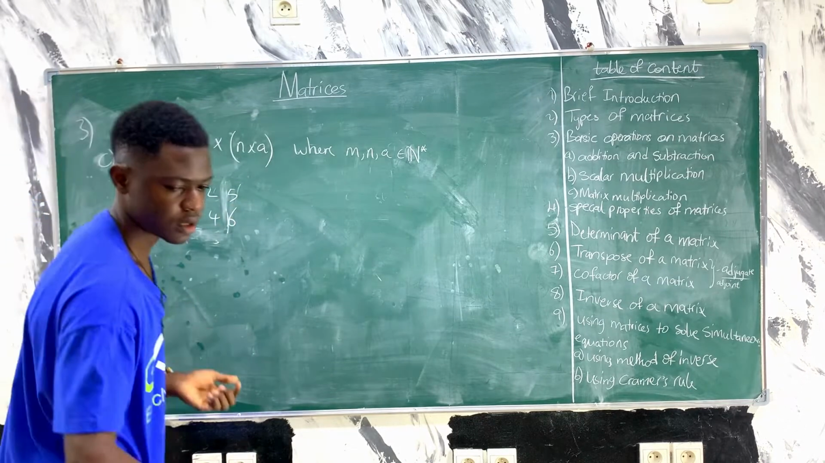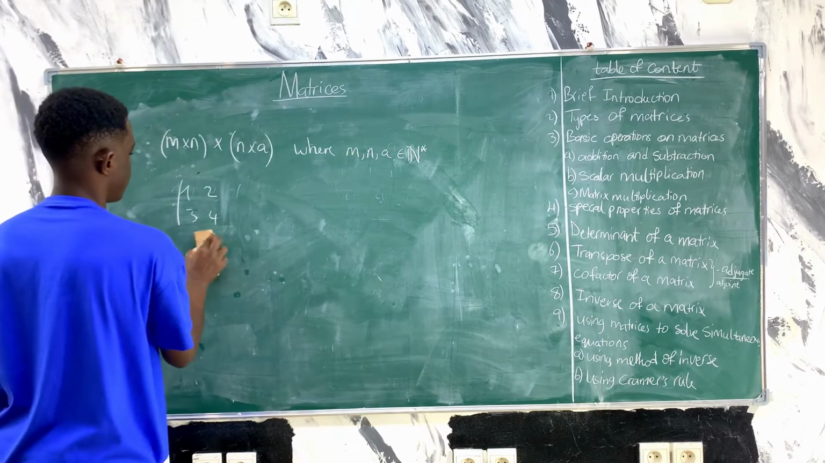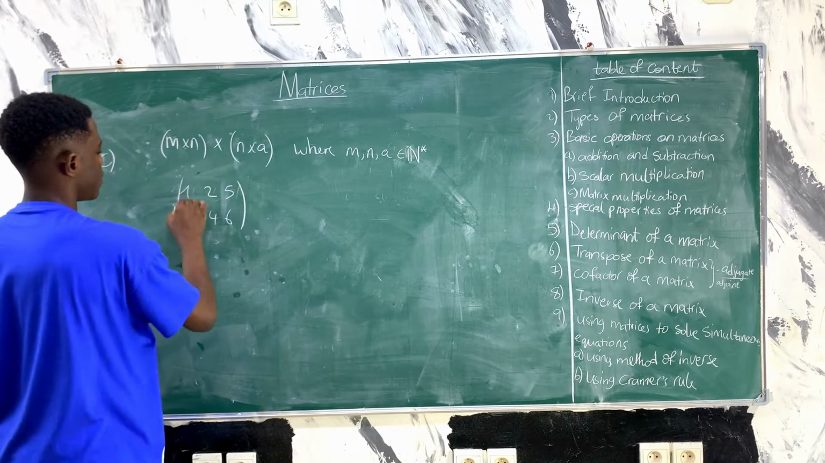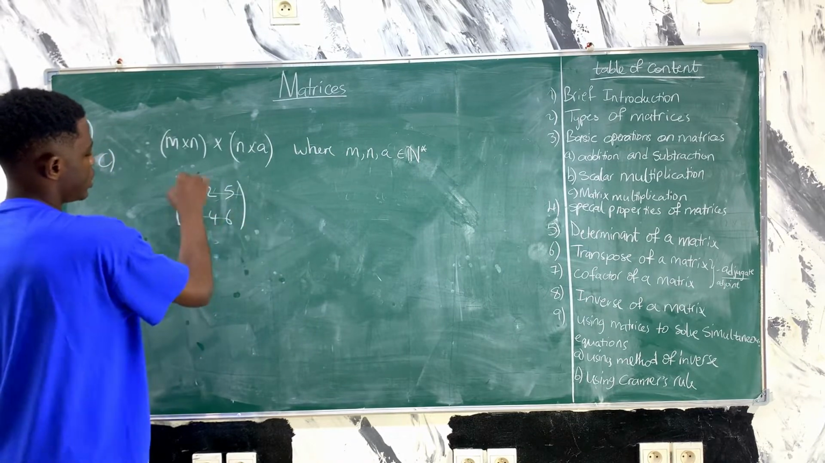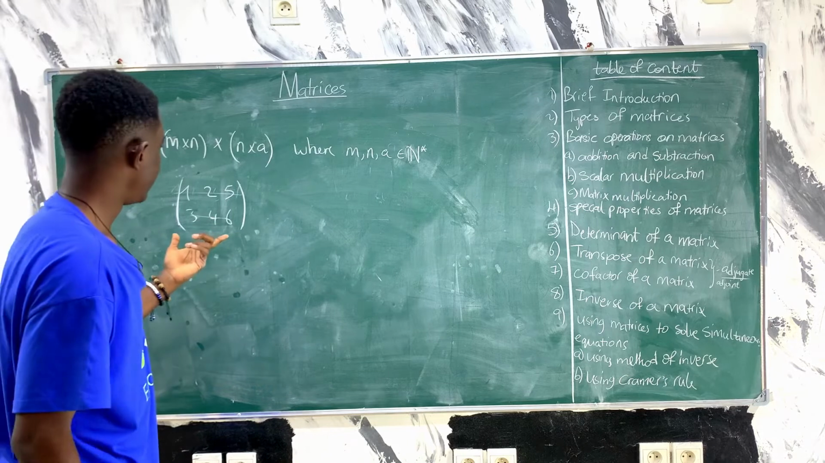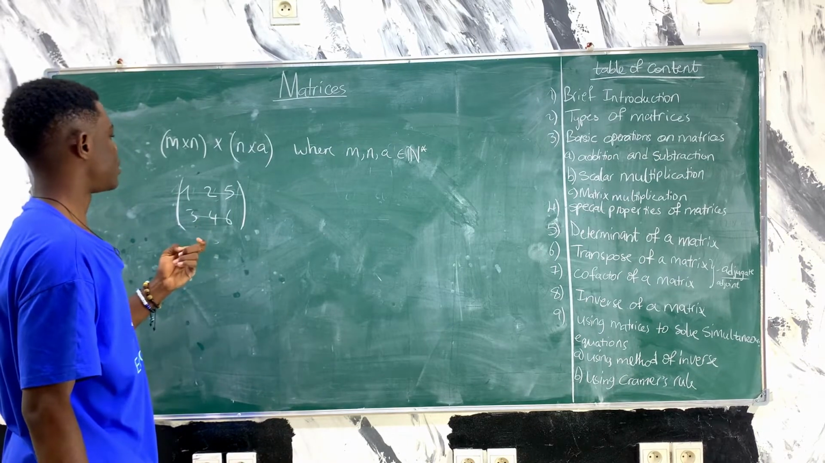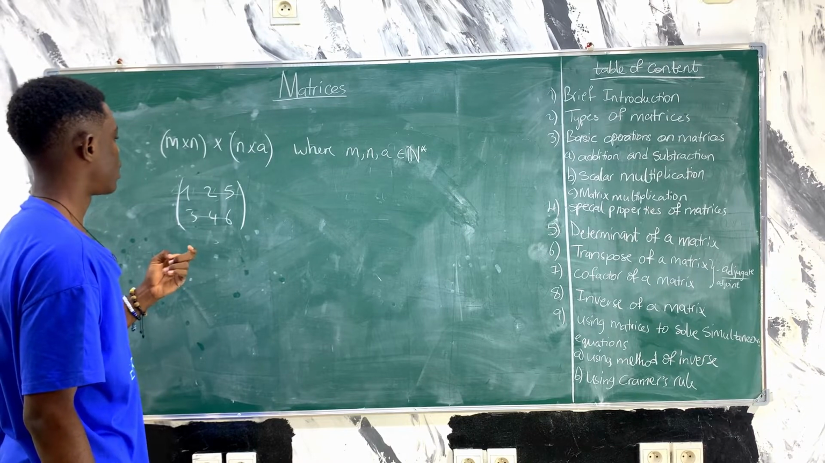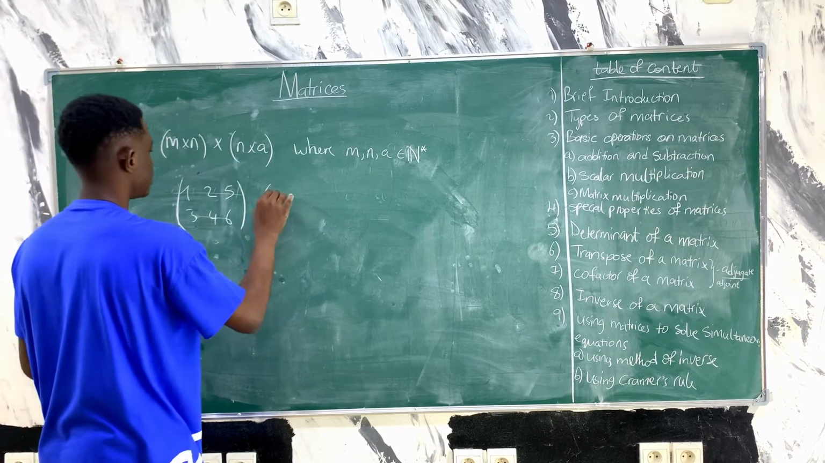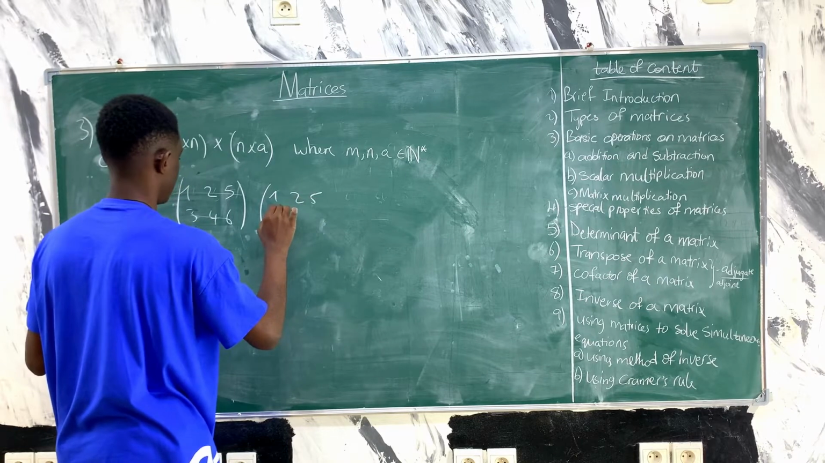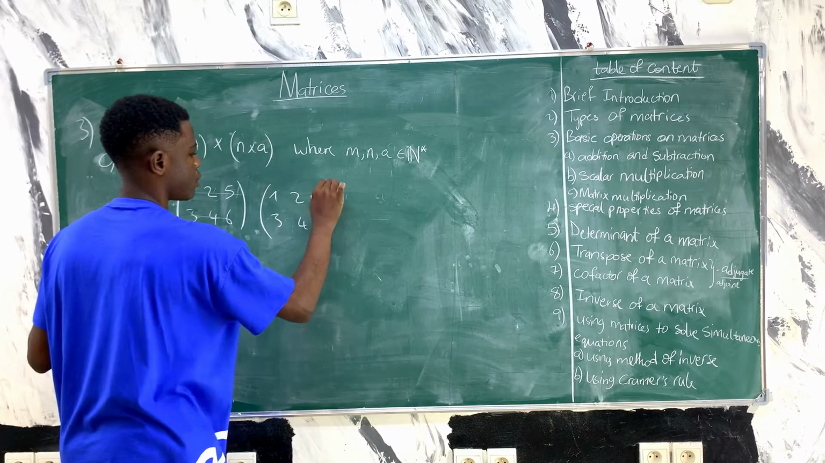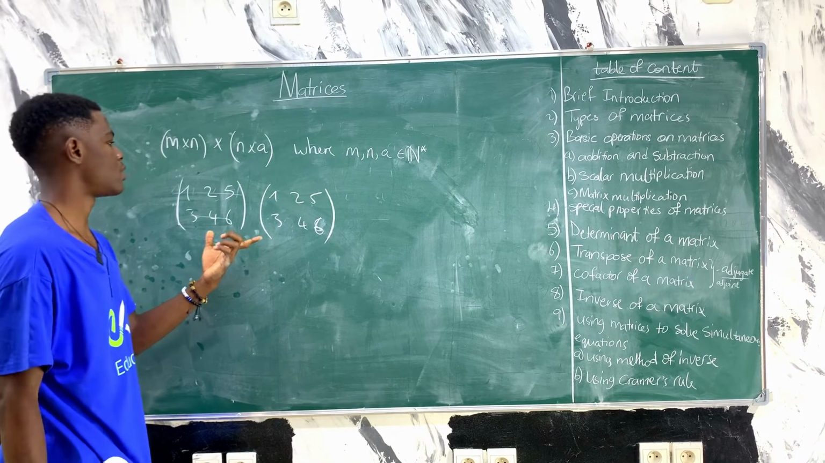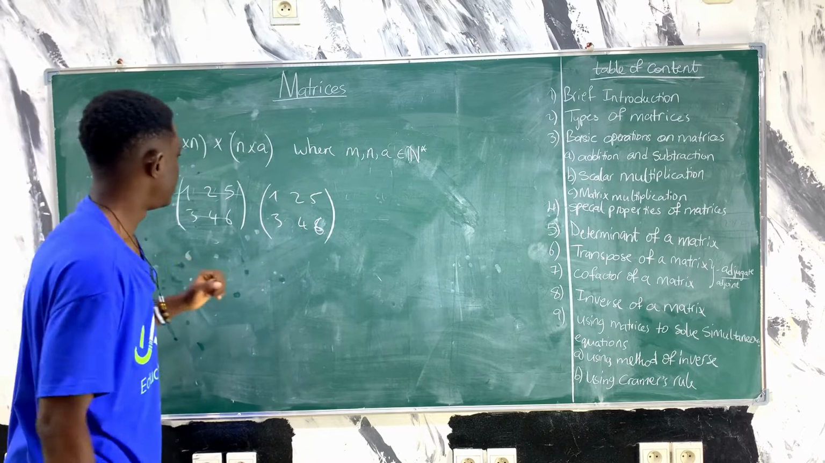We have 5 and 6 here instead. This is 2 rows and 3 columns, so this is a 2 by 3 matrix. In case you have this matrix, you cannot multiply it by another 2 by 3 matrix. You'll be like, how come something cannot multiply itself? Something cannot multiply itself if they are of the same exact order.